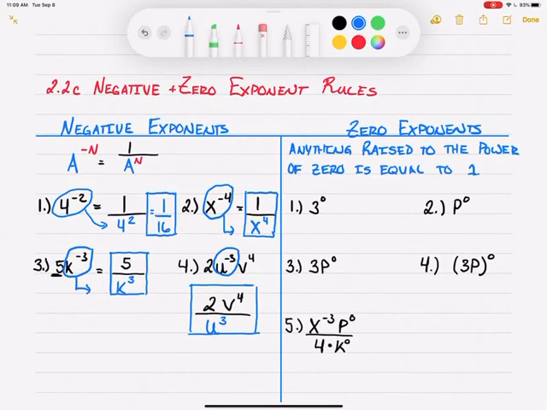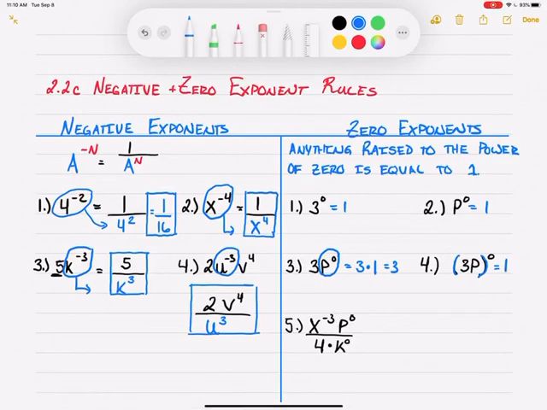Now, if we're talking about the zero exponent rule, the zero exponent rule says anything raised to the power of 0 is equal to 1. This means that in example 1, when I have 3 raised to the power of 0, it simply equals 1. P raised to the power of 0 also equals 1. 3p to the power of 0. This exponent is only affecting the p, not the 3. Therefore, this becomes 3 times 1, which is 3. In example 4, the 0 is affecting the 3 and the p because of those parentheses, so again, this is just going to equal 1.